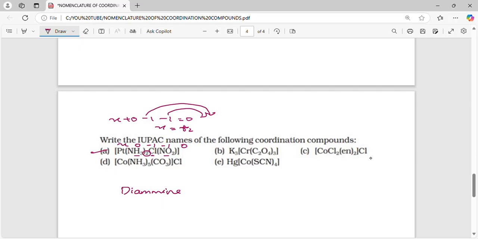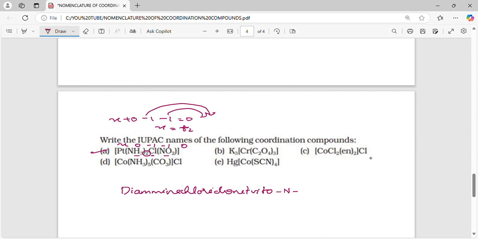Diamine. Then Chlorido. In alphabetic order, C comes after A. Chlorido. See, I'm not giving any space between the words. I told you that as a second rule. Then Nitrito. Again no space. N small letter only. And the name of Nitrito is completely written like Nitrito-N. Why? Because it is an ambident ligand.